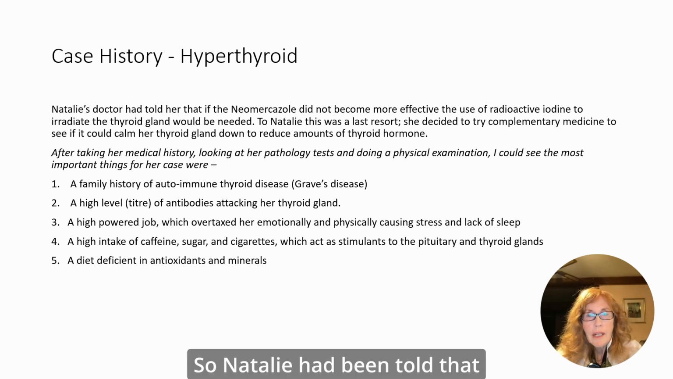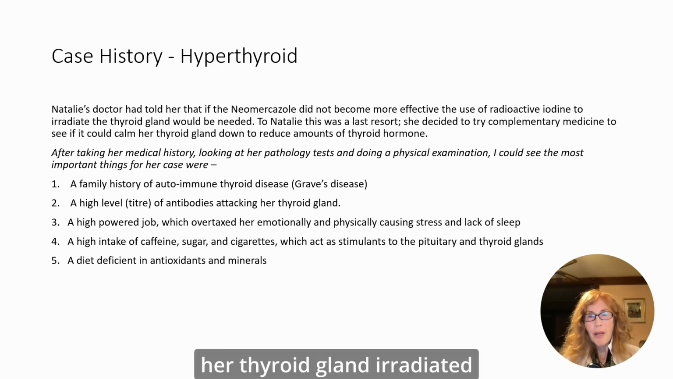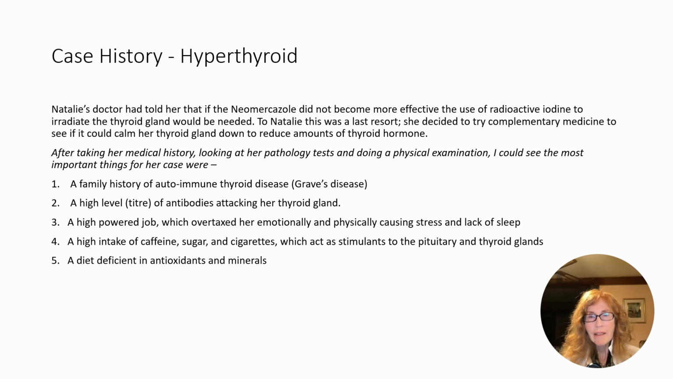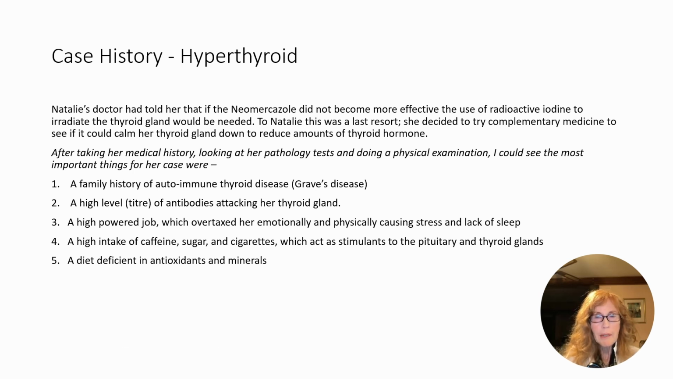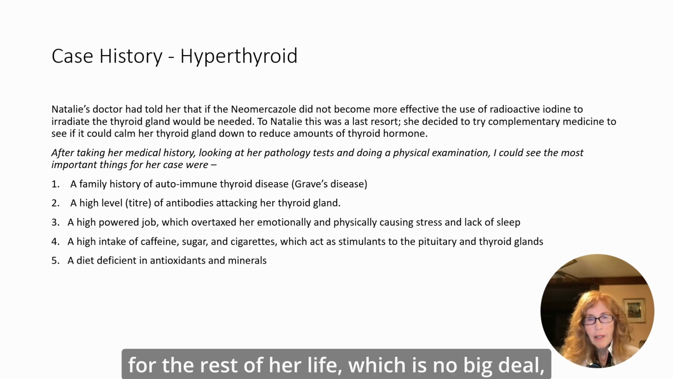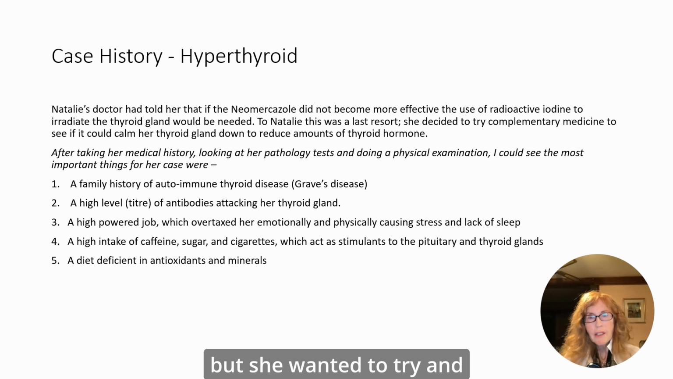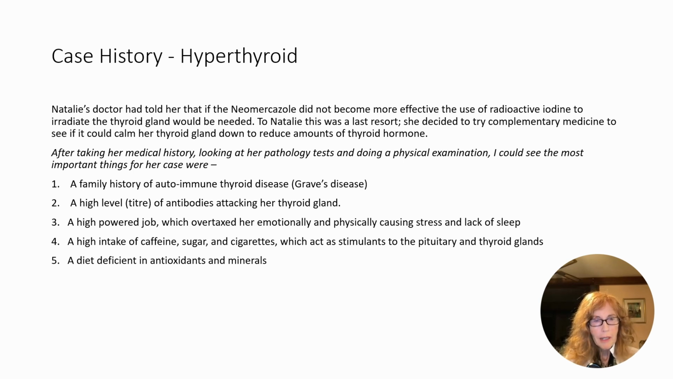So Natalie had been told that if the neomercazole didn't work, she would have to have her thyroid gland irradiated with radioactive iodine, which would destroy the gland completely, and then she would have to take thyroid hormone for the rest of her life, which is no big deal, but she wanted to try and hang on to her own gland. She wanted to give it a go. So I said, okay, I'll help you.